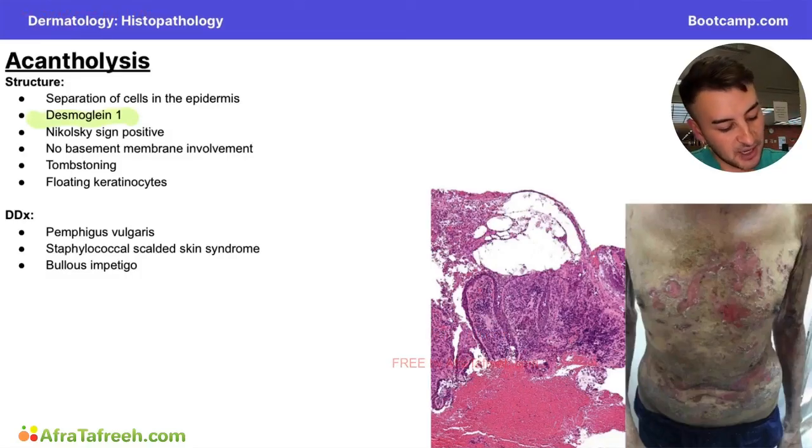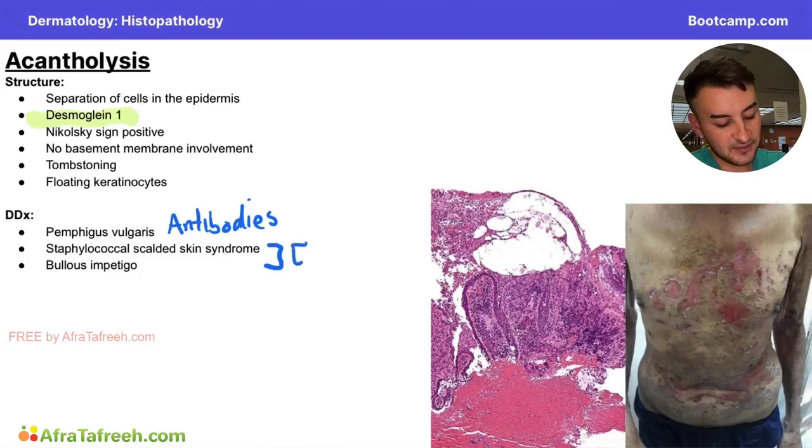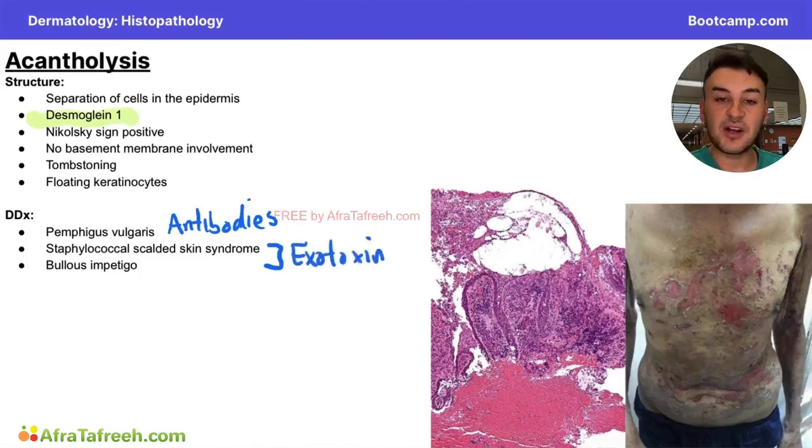The first is going to be autoimmune via production of antibodies. These antibodies directly target desmoglein 1 and destroy it. Now, on the flip side of the coin, there are 2 infectious processes that also target desmoglein 1. This is via production of an exotoxin. This exotoxin targets desmoglein 1 and destroys it. So remember, there's an autoimmune way and an infectious way to destroy desmoglein 1, the end result is going to be the same, which is acantholysis.